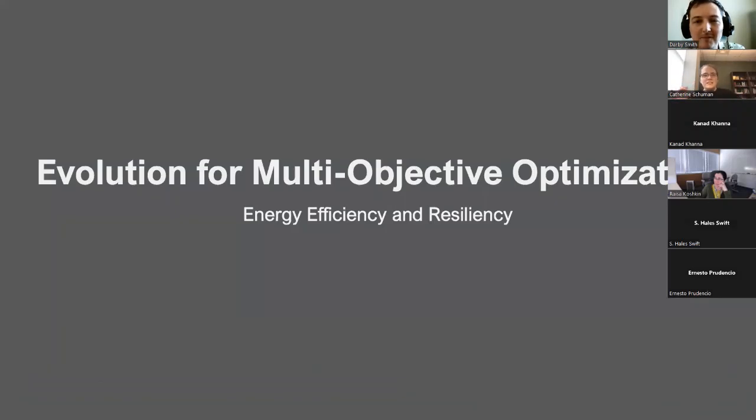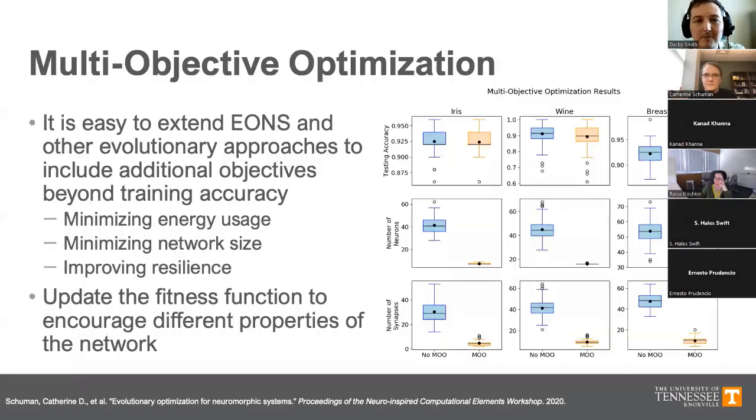So I also mentioned in the co-design processes, we're looking at these hardware implementations. One of the big advantages of evolutionary approaches is that you can do multi-objective optimization in a relatively easy way. So we've done this with EONS, where we've included additional objectives beyond training accuracy or performance on the task. We've looked at minimizing energy usage, minimizing network size, and improving resilience. And you update the fitness function to encourage different properties of the network. So what you can see in this slide here is no multi-objective and multi-objective. The no multi-objective results are shown in blue and the orange are the multi-objective optimization results.